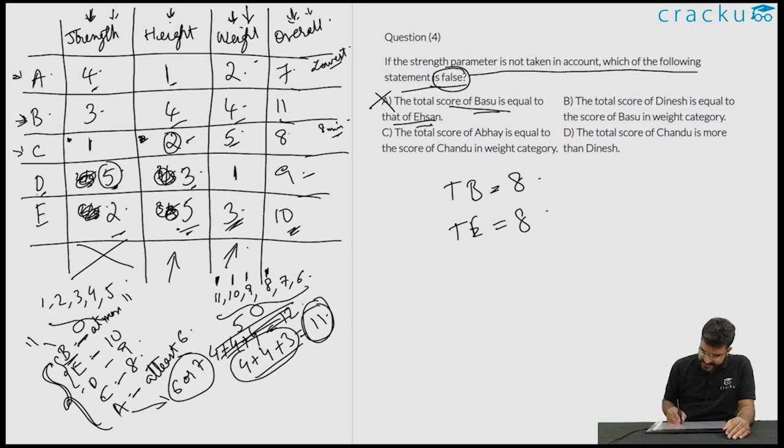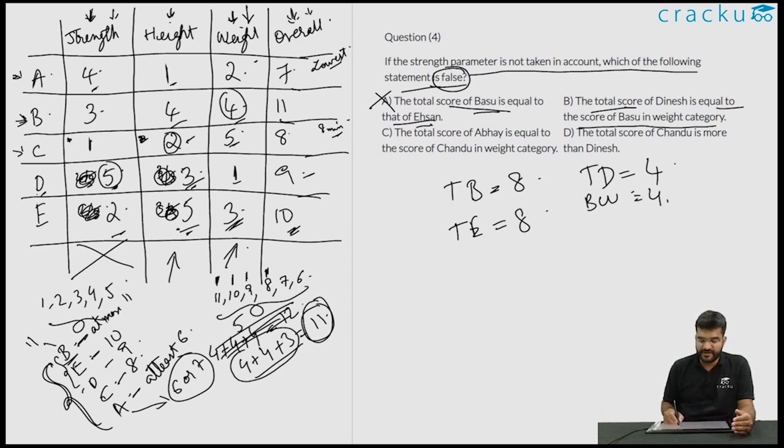If you are looking at the second option, the total score of Dinesh is equal to 3 plus 1, which is equal to 4, is equal to the score of Basu in the weight category. Basu in weight category will be 4. So this statement is also true, but we are again looking for the statement which is false. So this is also not the correct answer. Let us look at the third option.